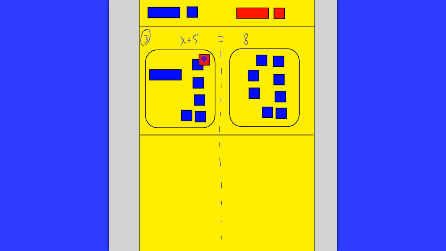So if I put a red block there and a red block there, now that's -1, that's -2, that's -3, that's -4, that's -5. Now, before I go on, let's record what we should have here. Okay, so we have x plus 5, that's what we started with. We had equals, over here we have 8. All right, so you need to write that down, and you need to kind of draw this picture.